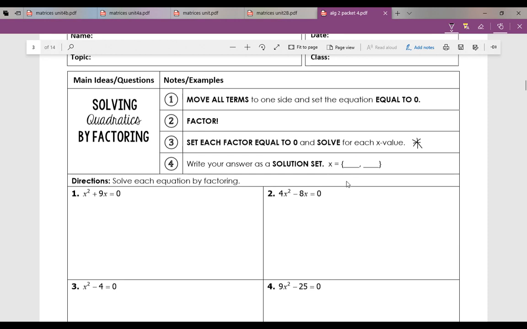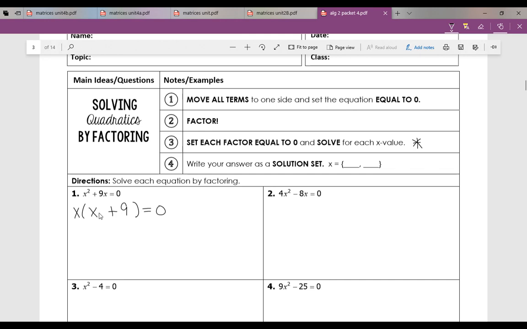X equals with the braces. Parentheses means an ordered pair. This is a solution set. Okay? So, first step. Is the problem set equal to 0 for me already? Okay? Now, when I look at this, I have to factor. I have two terms. Do you have a common factor? I have an x in common. When I take the x out, what two reduced terms go back? X plus 9. That is correct.